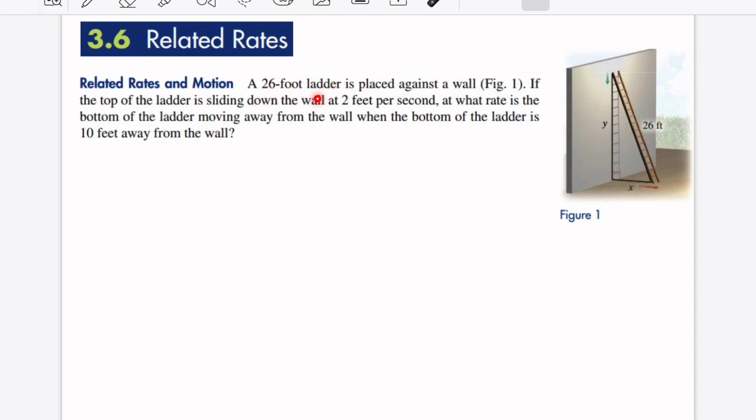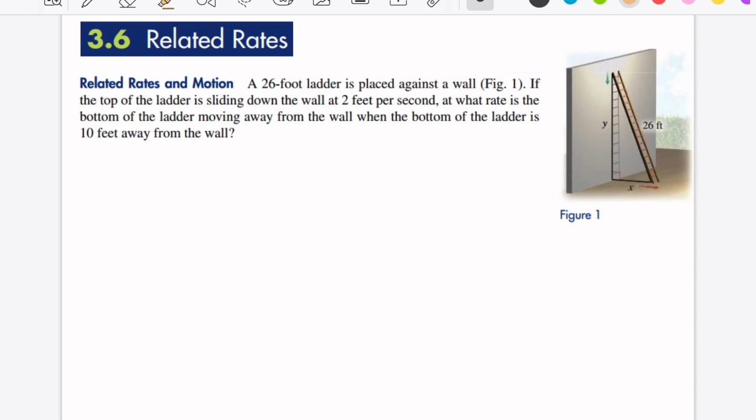We're told that a 26-foot ladder is placed against a wall, and this is shown here. If the top of the ladder is sliding down the wall at 2 feet per second, we want to find at what rate the bottom of the ladder is moving away from the wall when the bottom of the ladder is 10 feet from the wall. So we're going to break this down a little bit.